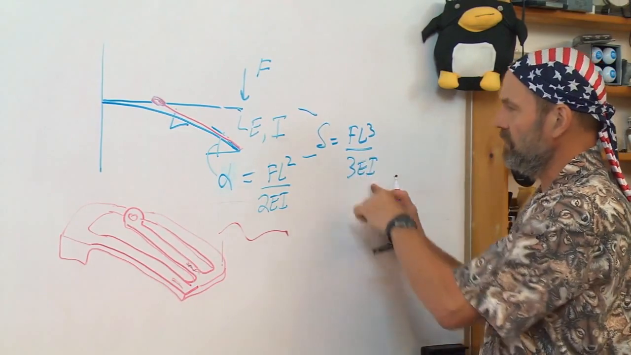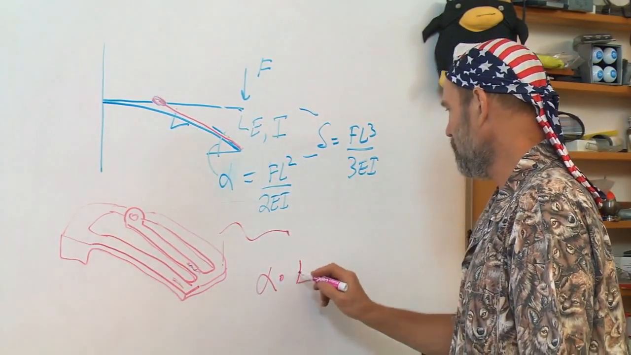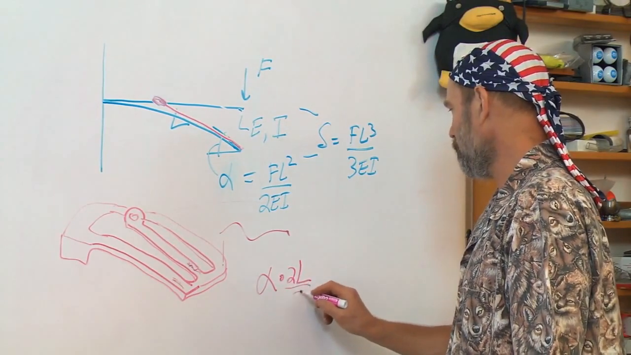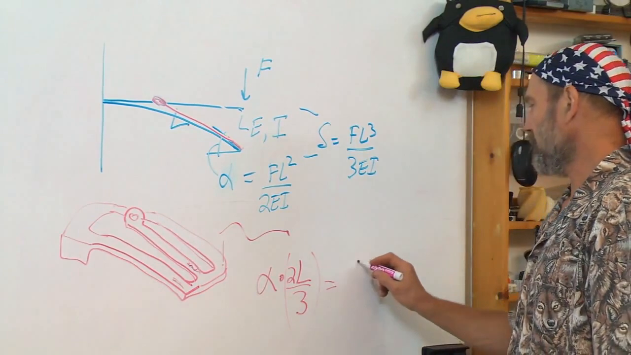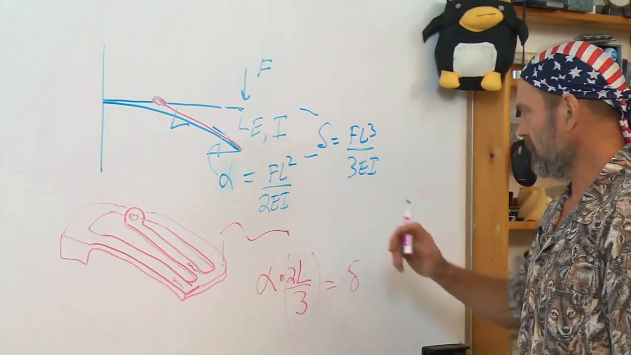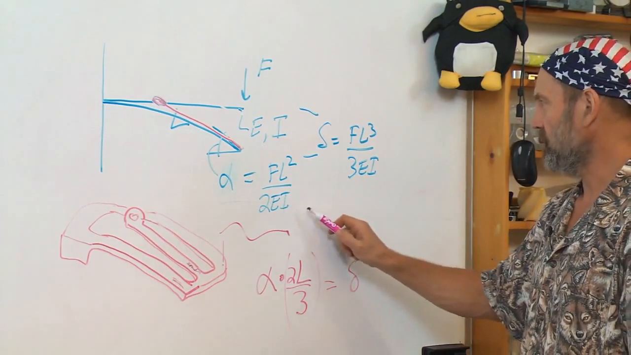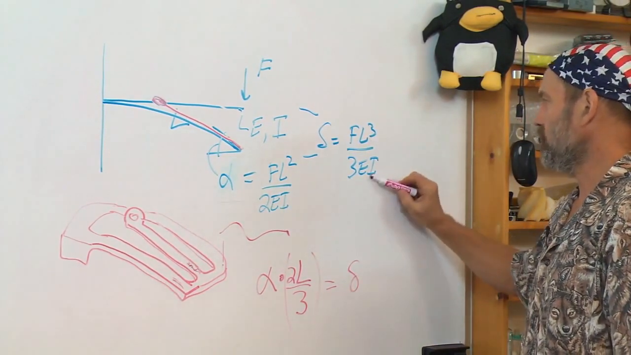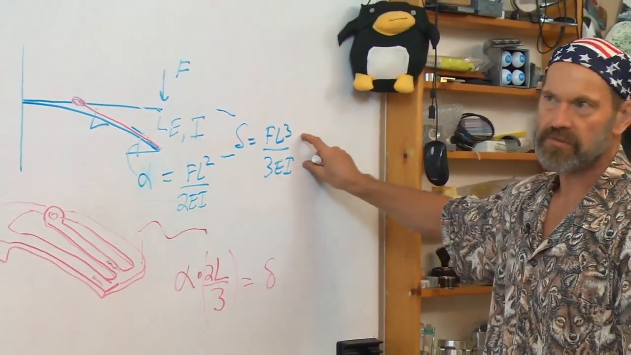And if I look at the ratio of these two, it tells me that if I take alpha times 2L over 3, I will get delta, right? Because 2L over 3 times FL squared over 2EI is going to equal FL cubed over 3EI. And I can exactly cancel this parasitic motion.